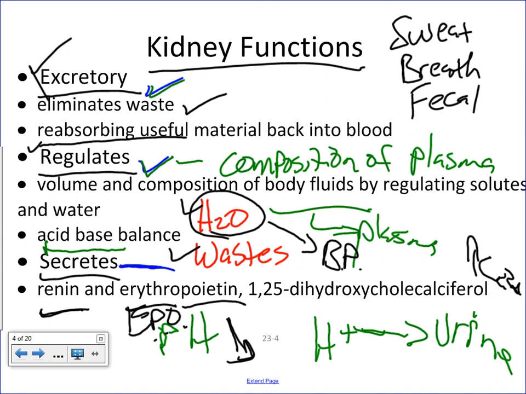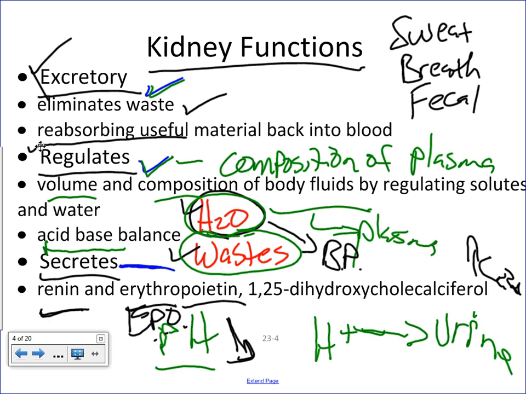these very general important functions, but what are we regulating? Volume and composition of fluids. We regulate these fluids by regulating the levels of water and then the composition of waste and other materials as well. The kidneys excrete more than just waste. The kidneys can excrete excess sodium, sugar, electrolytes. Anything that we need to eliminate out of the body that's in excess, the kidneys are capable of doing so, they'll do so. And then also pH regulation is a very important function, which I'll talk about in another video.